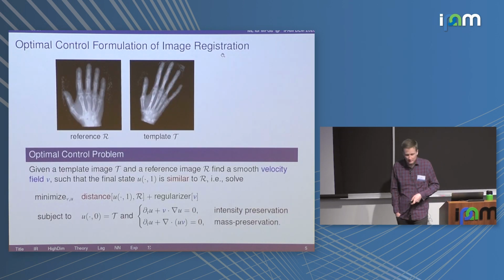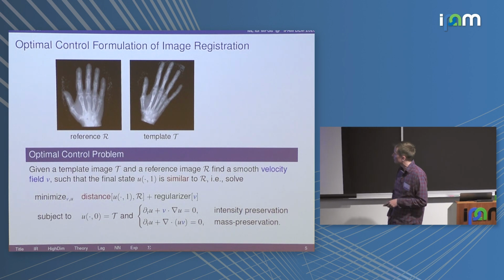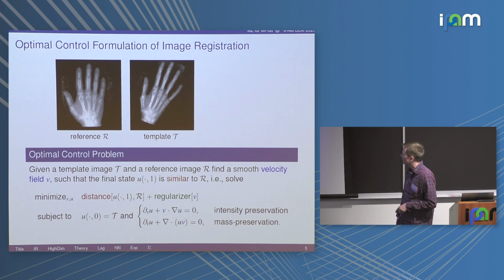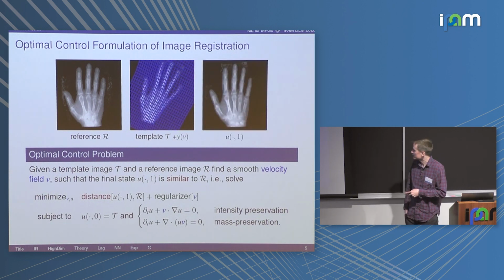And we've studied this as what's called an image registration problem. So you have a reference image and a template image. I think in the previous talk we also talked about normalization. Registration is very much used for that. You want to align these 2 images like so.